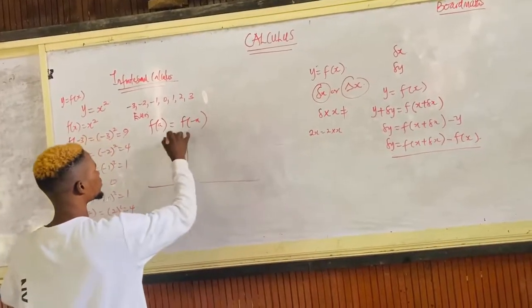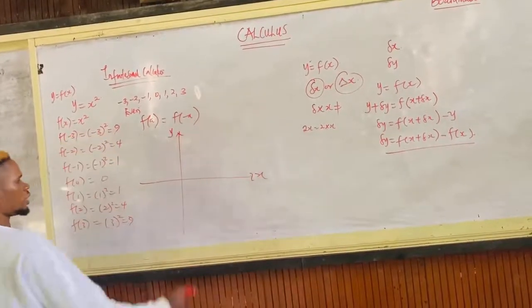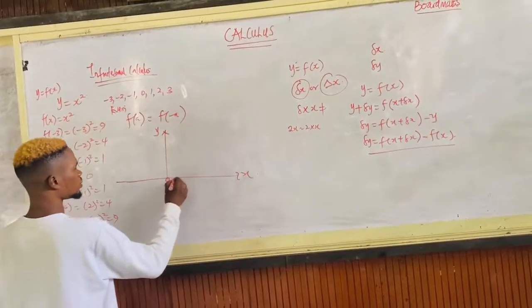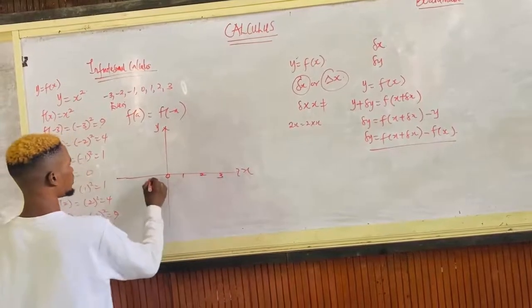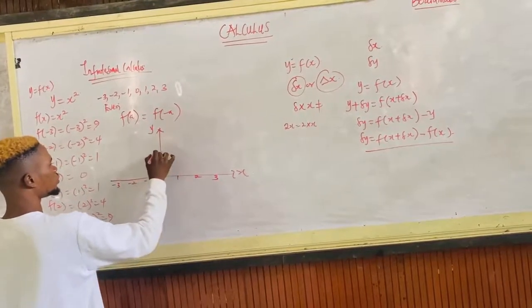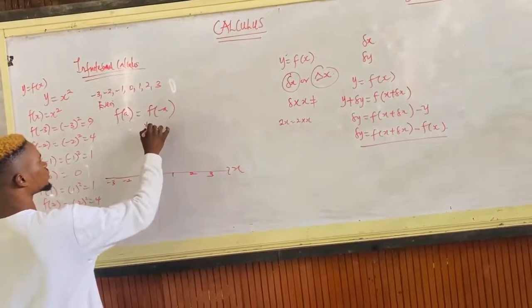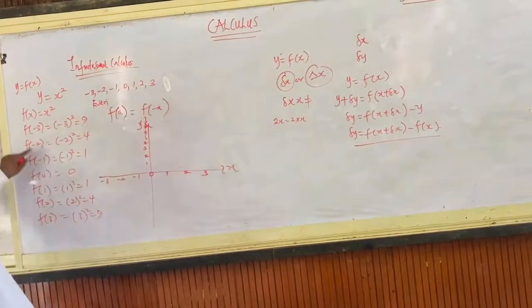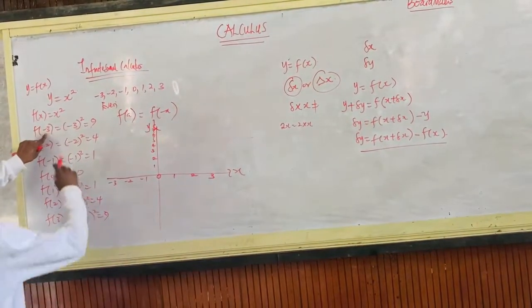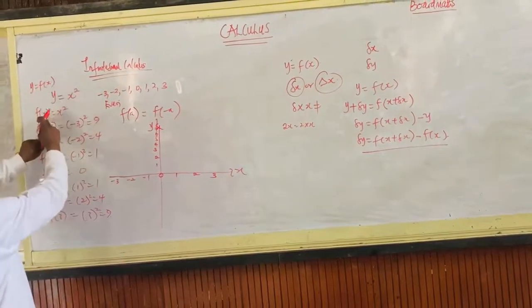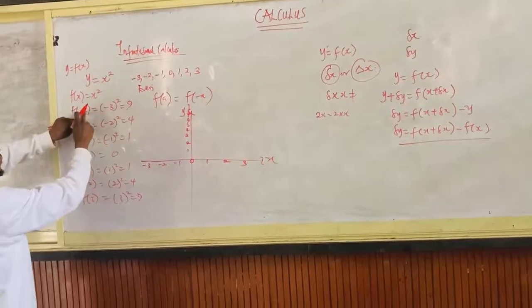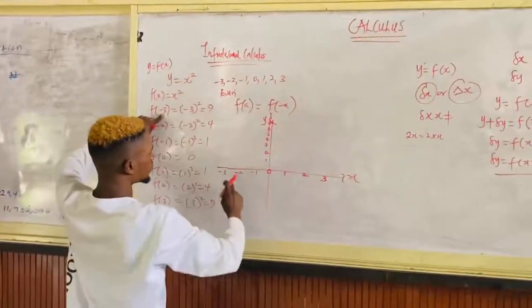This is my y, which is a function of x, and this is my x. These are the values of x: 0, 1, 2, 3, and minus 1, minus 2, minus 3. And this goes up to 9: 1, 2, 3, 4, 5, 6, 7, 8, 9. So when x is minus 3, remember y is a function of x, y is 9.